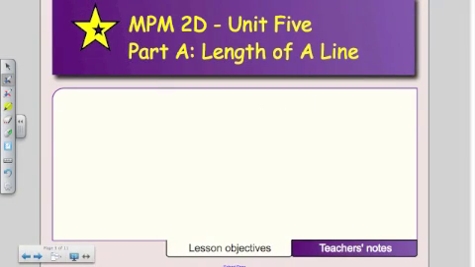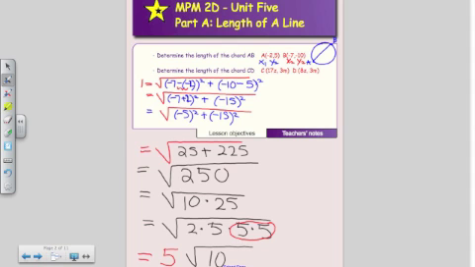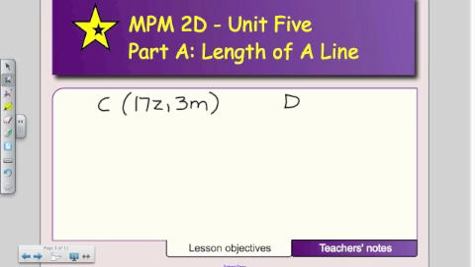So let's write that. Point C is 17z, 3m, and point D is 8z, 3m.